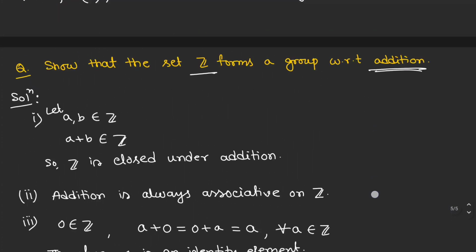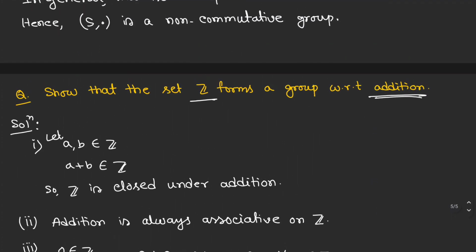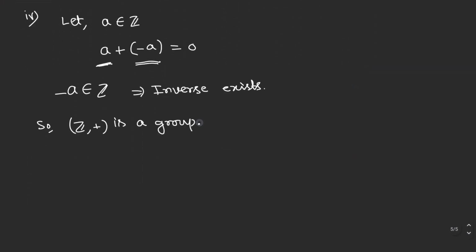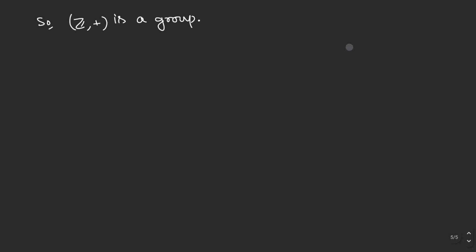Okay, so what is the question? Show that the set Z forms a group with respect to addition. So Z addition is a group. Now I am adding one more question: is Z addition an Abelian group? Obviously yes, because addition on real numbers is always commutative. So Z addition will always be a commutative group. Okay, so in this way you can prove whether a groupoid is a group or not.